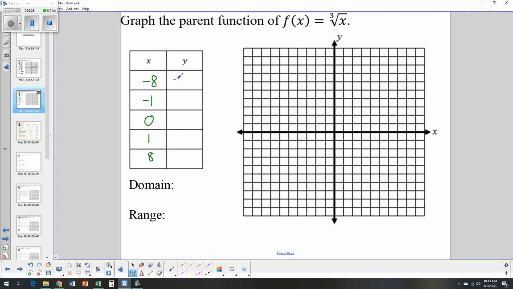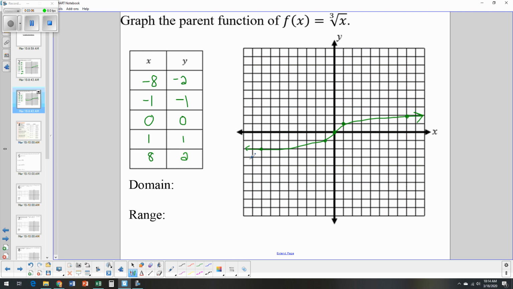So the cube root of -8 is -2, cube root of -1 is -1, cube root of 0 is 0, of 1 is 1, of 8 is 2. So I'm going to graph -8, -2 here, -1, -1, 0, 0, 1, 1, and then 8, 2. All right, this is a big one. Let's see if I can get it done. So we're going to have arrows on both ends, and it's going to look something like this.